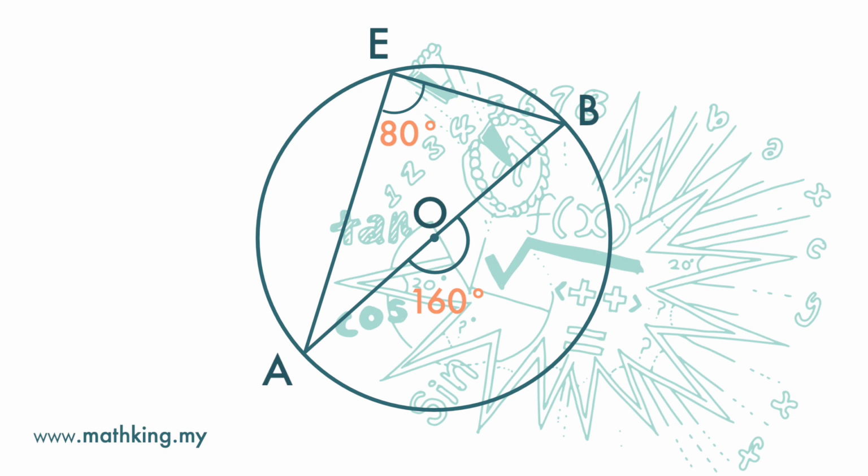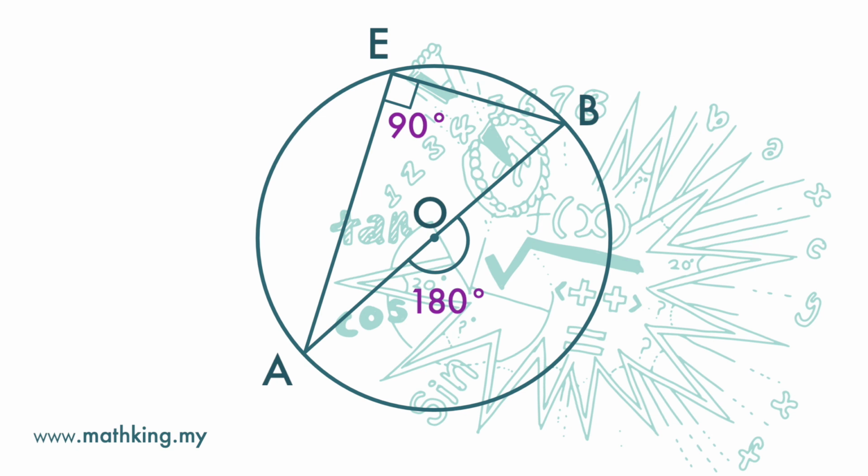Now, AOB becomes the diameter of the circle. And the angle at the center is now 180 degrees. When the angle at the center is 180 degrees, the angle at the circumference is 90 degrees, because the angle at the center is always 2 times the angle at the circumference.